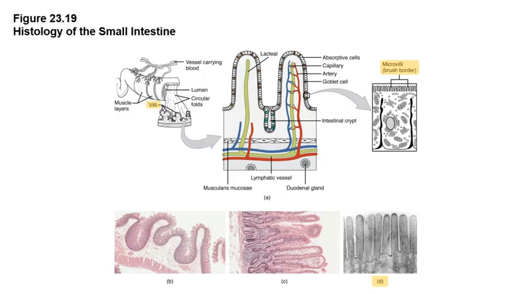Returning to figure 23.19, we can see the villi of the circular folds and the microvilli on the surface of the mucosa cells. Part D of the diagram in the lower right shows a microscopic image of a few of the microvilli on just a small part of one of the mucosa cells.